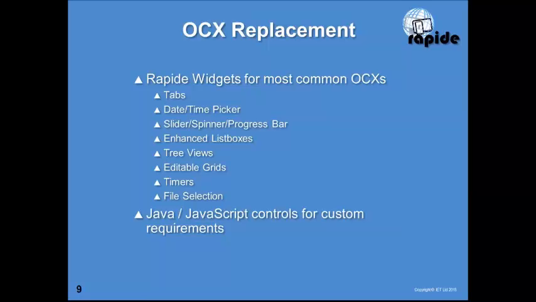If you have a particular requirement, for example, you may need a charting control, or you may want a PDF viewer, things like this, we can also support Java or JavaScript controls, which provide the same flexibility of an OCX control, but the advantage of a Java or JavaScript control is they are much more portable across platforms. They'll run on any browser and also on mobile devices.